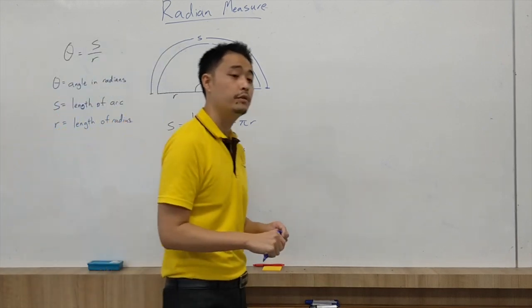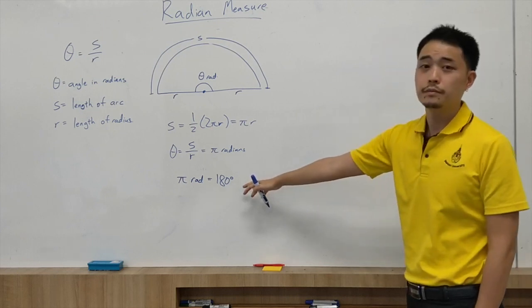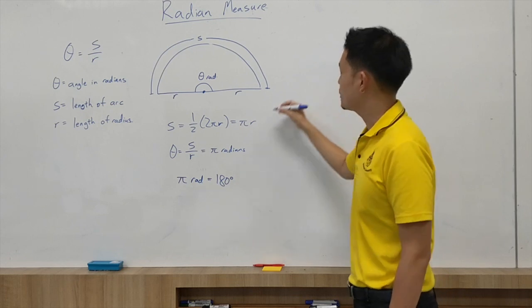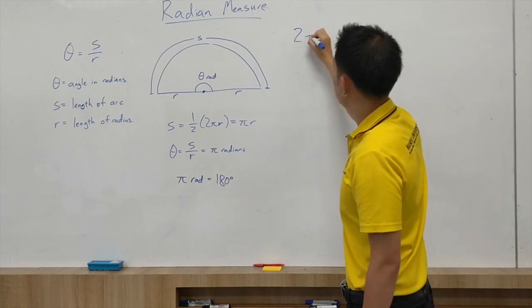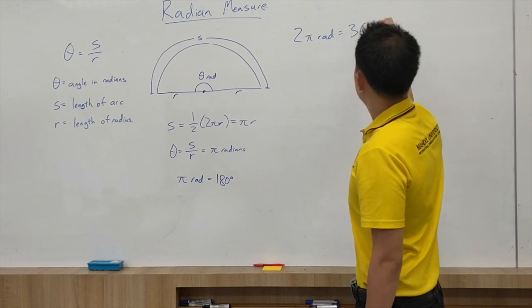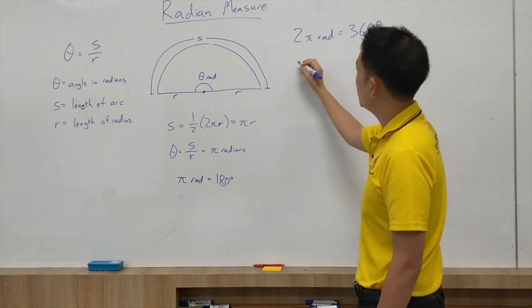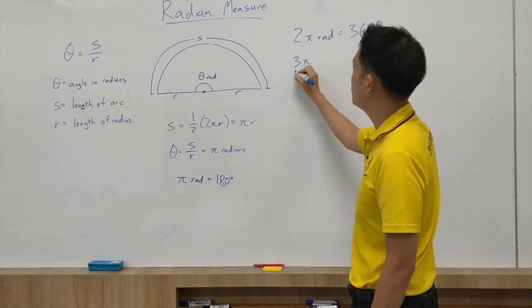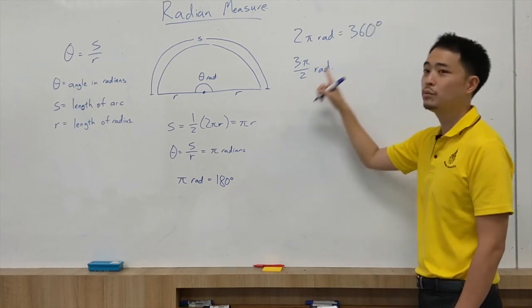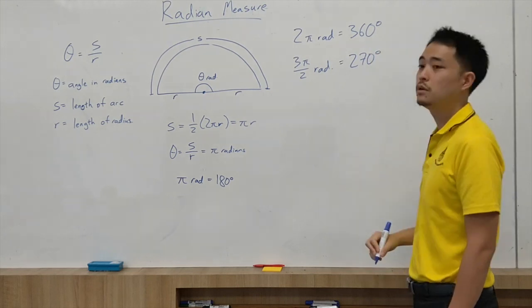And from there we can convert between radians and degrees for a number of very common angles. So if pi radians is 180 degrees, then that must mean 2 pi radians is our old friend 360 degrees. And halfway between pi and 2 pi is 3 pi over 2 radians. Well, that's going to be halfway between 180 degrees and 360 degrees. It's going to be 270 degrees.